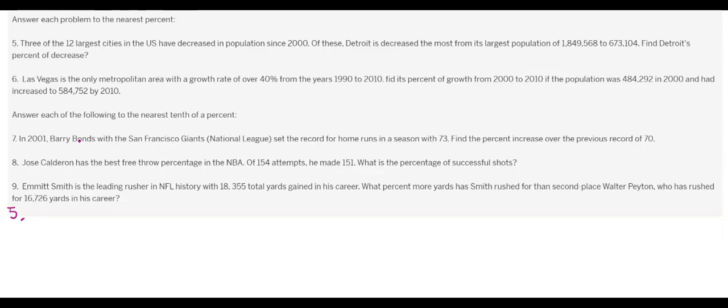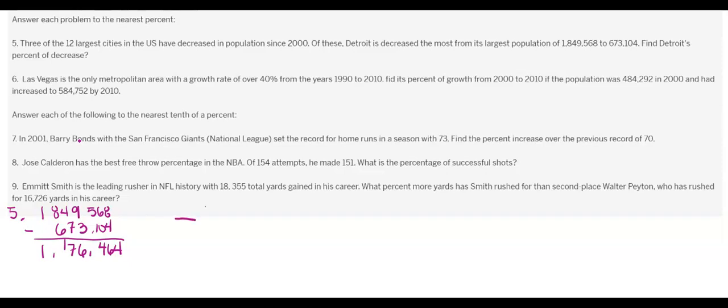So what we're going to do is first we have to find the difference between those two numbers. So 1,849,568 minus 673,104. That's a huge decrease. When I subtract those two numbers, I get 1,176,464. Now, I need to figure out what percentage that is of the original.